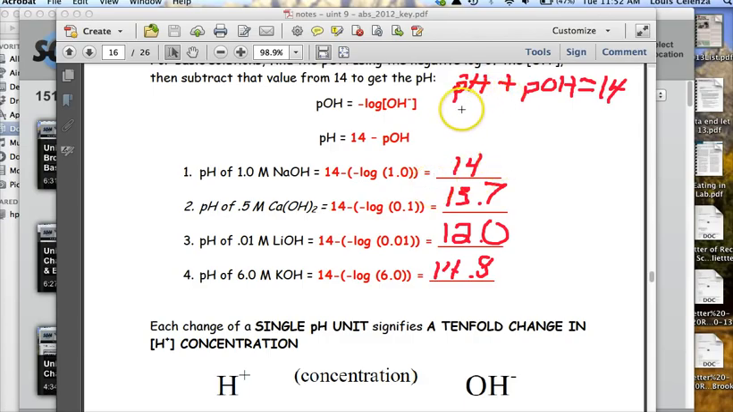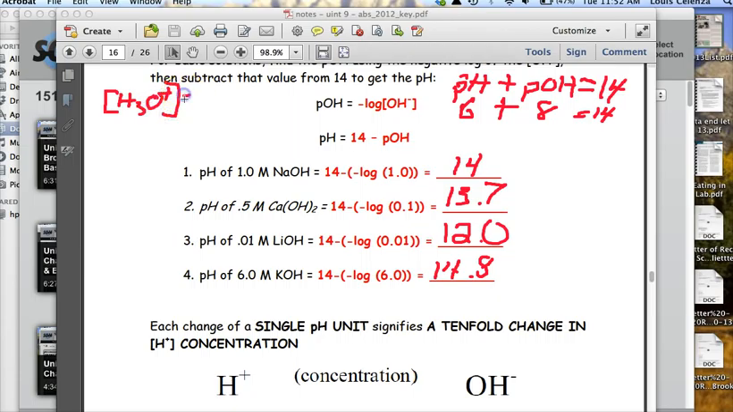So if they say to you that the pH of a solution is 6, then you know that the pOH, which is the concentration of the OH minus ions, is 8. That's got to be 14. It is literally that simple on the Regents exam. The other thing they might do is give you the concentration of the H3O plus or the H plus concentration.